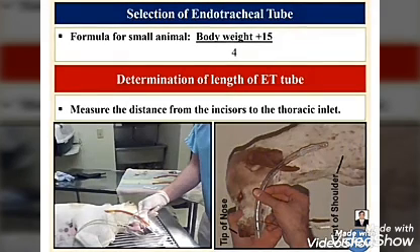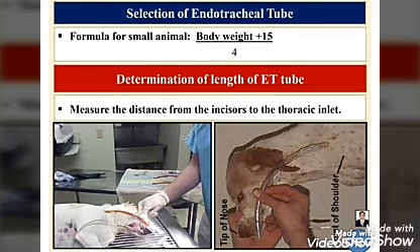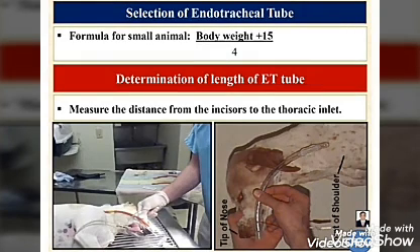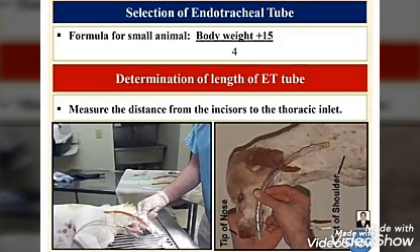If you insert the tube beyond this mark, the tube enters only one bronchus, so there are chances of collapse of the other lung. This reduces such types of accidental damage. So first determine the length of the endotracheal tube.